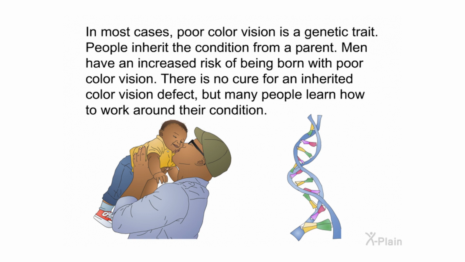In most cases, poor color vision is a genetic trait. People inherit the condition from a parent. Men have an increased risk of being born with poor color vision. There is no cure for an inherited color vision defect, but many people learn how to work around their condition.